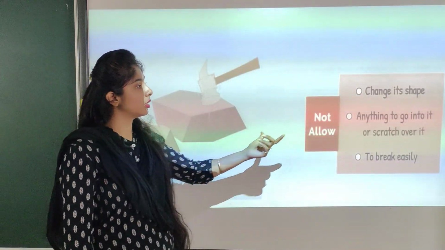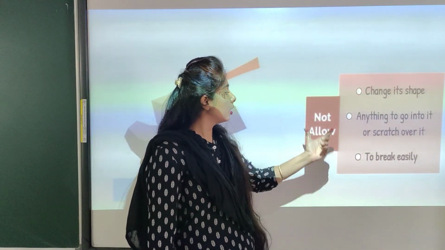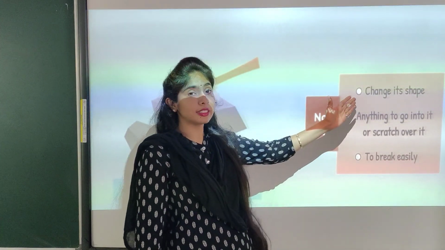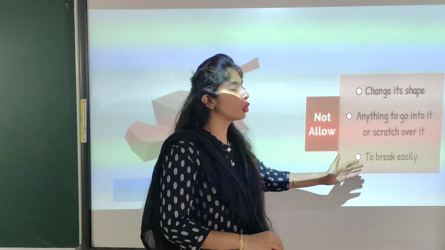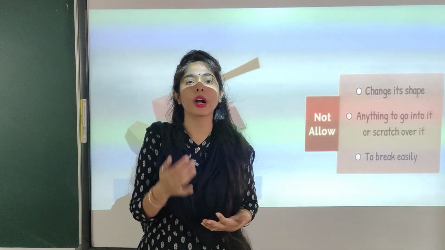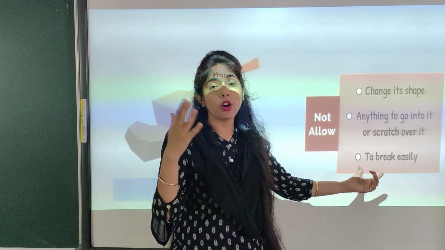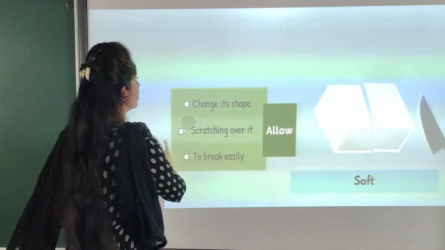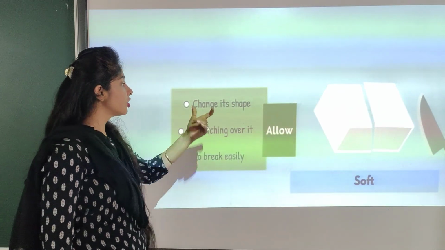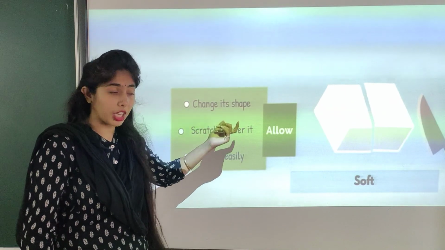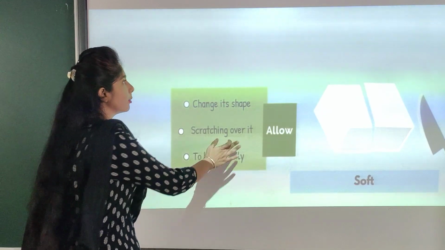Then hard objects. Here you can see the hammer is there. What is not allowed? That it doesn't change its shape. Nothing can go into it or scratch over it or break it easily. It will not break easily. We have to apply a lot of energy for cutting or destroying that object. Then the soft material is easily changeable, and its shape gets changed. Scratching over it can be done and it can be broken easily.